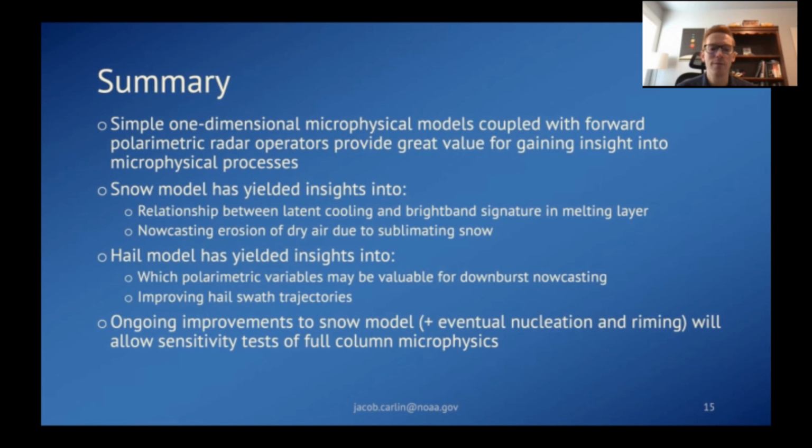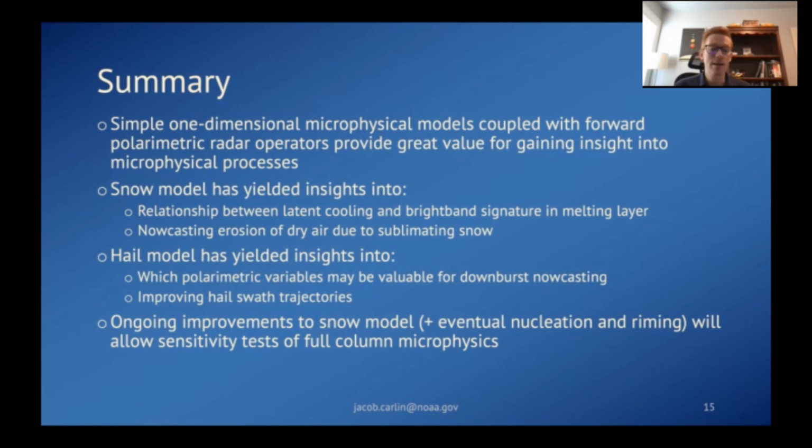So with the SNOW model, we've found insight into the relationship between latent cooling and the brightband signature and the melting layer, as well as nowcasting the erosion of dry air due to snow sublimation. And then the HAIL model has really yielded some insights into which polarimetric variables may be useful for downburst nowcasting, in this case KDP, and then helping to improve hail swath trajectories.